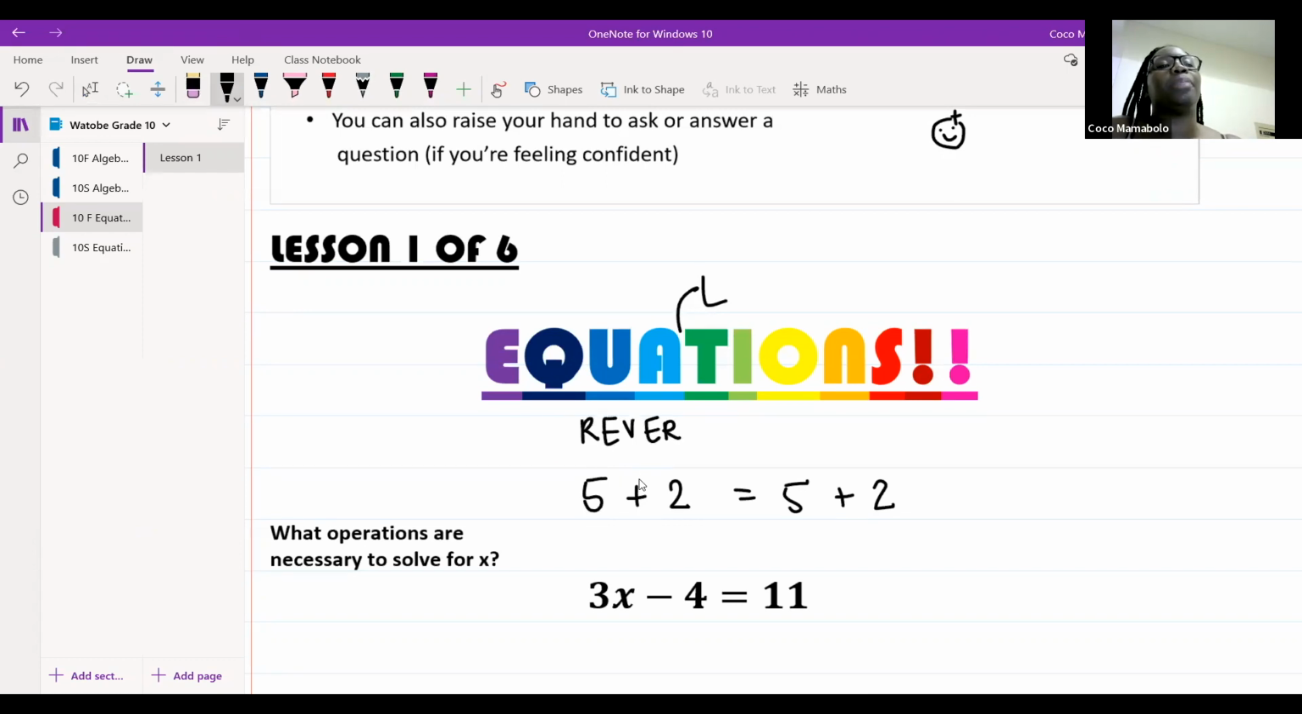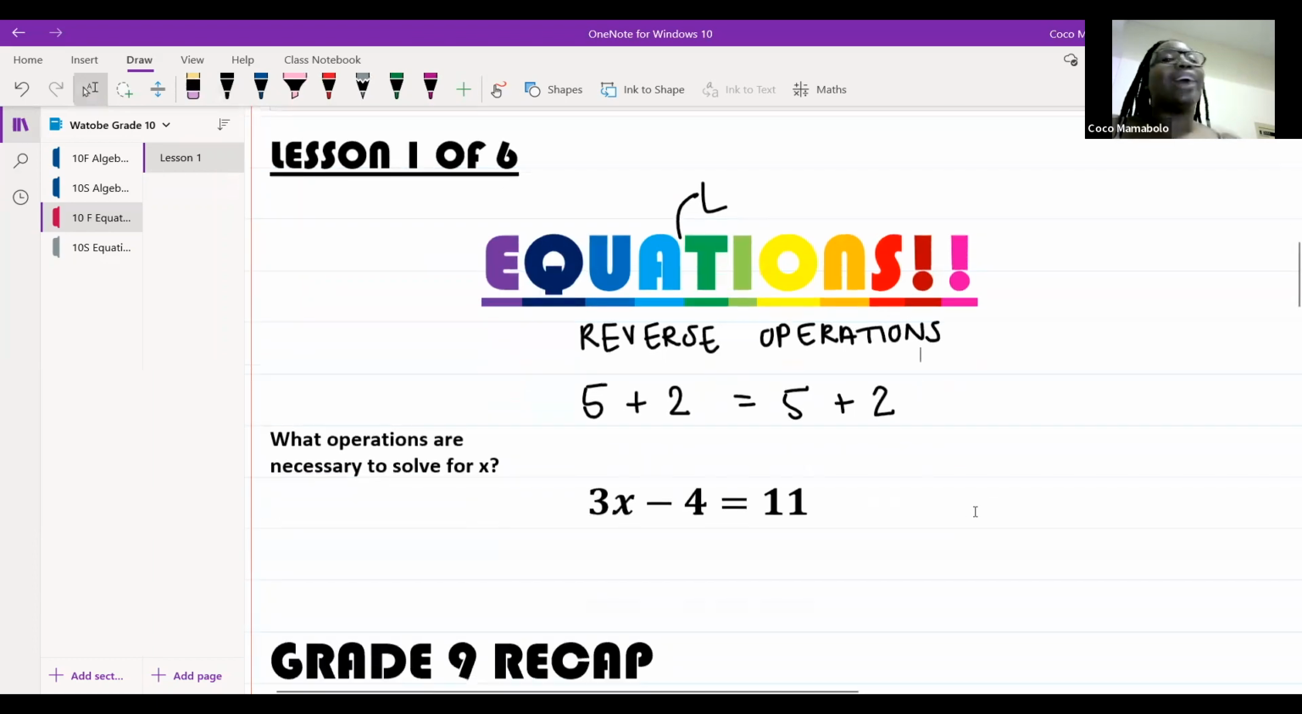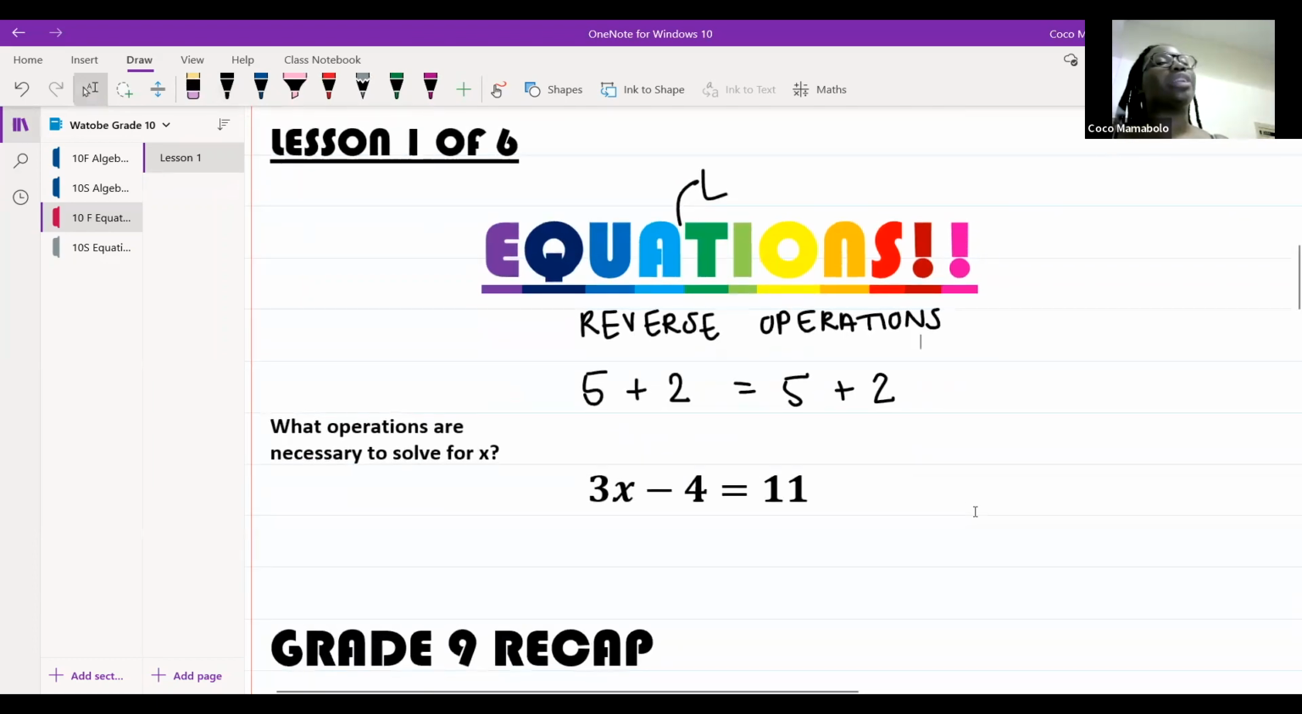I wonder if anybody's brave enough to unmute and tell me what reverse operations are. Raise your hand, we will unmute you and you can explain to us what reverse operations are. I think we do them all the way in grade 7 and you see them for the first time, and then again in grade 8 and again in grade 9. What are reverse operations, guys?